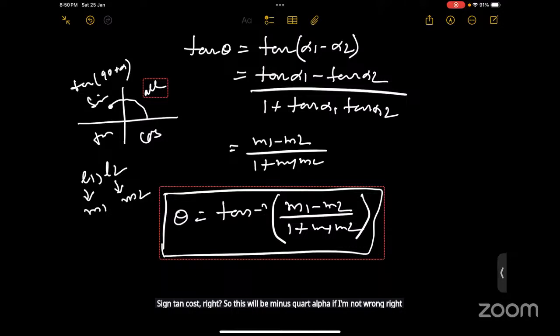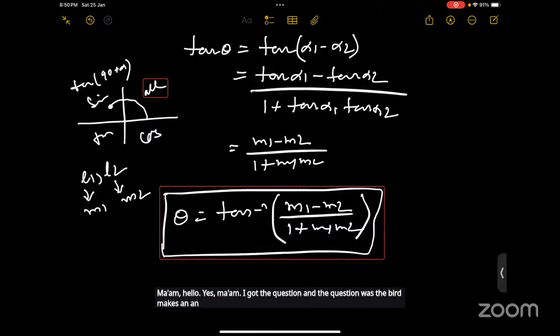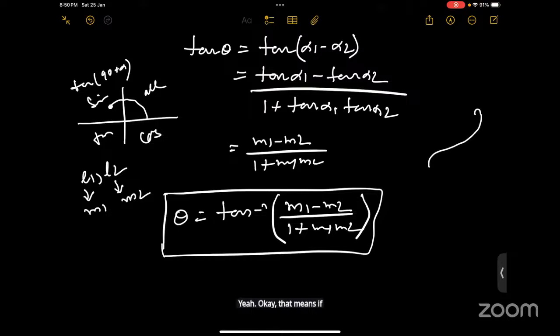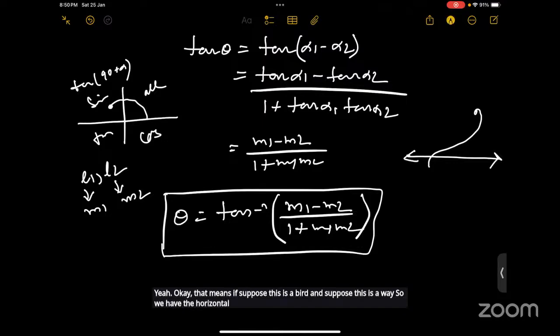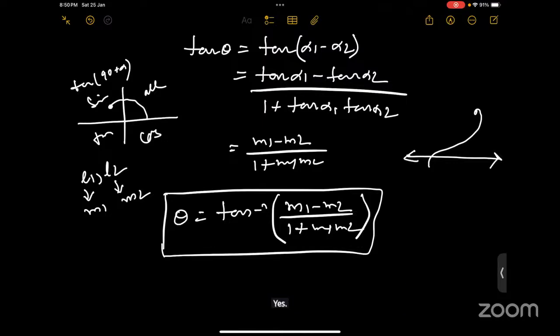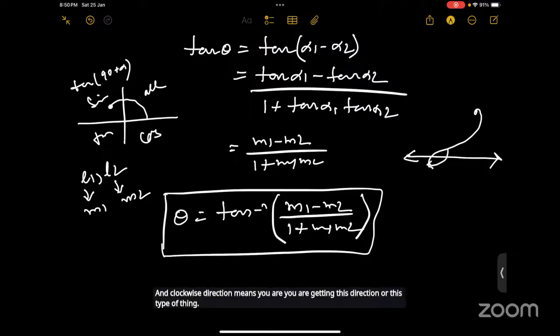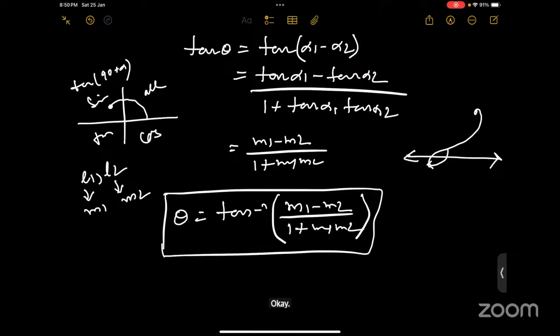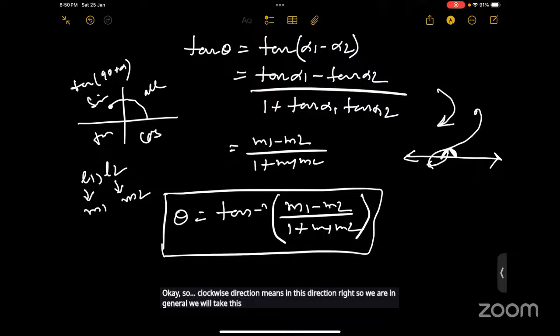Ma'am, I got the question, and the question was: the bird makes an angle of 45 degrees measured in the clockwise direction with the ground horizontal axis. Okay, that means suppose this is a bird, and we have the horizontal axis, that means our x-axis, and clockwise direction means you are getting this direction. In general, we take the anti-clockwise direction as the positive direction, right?